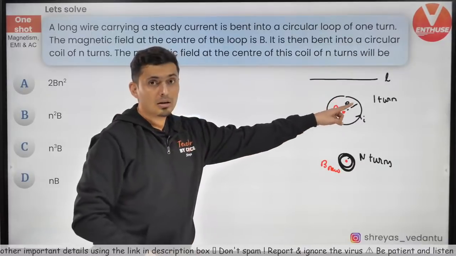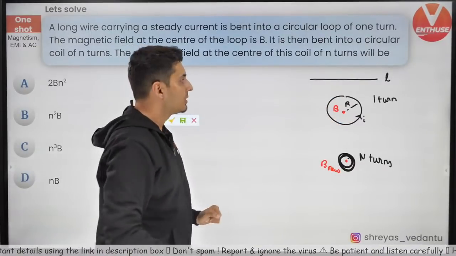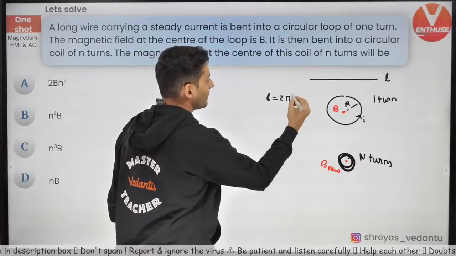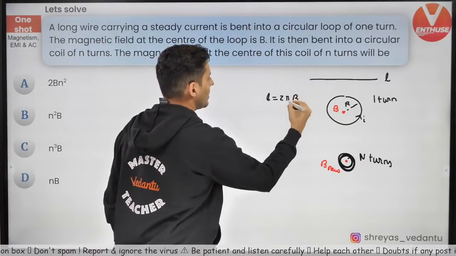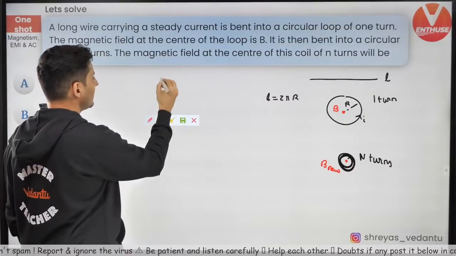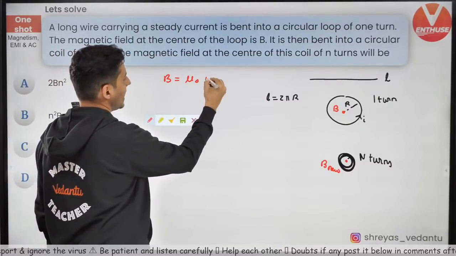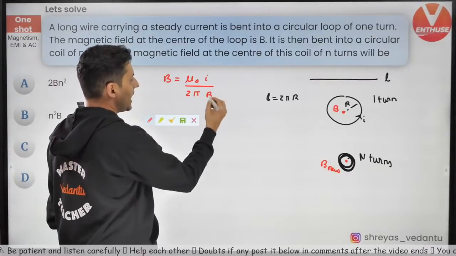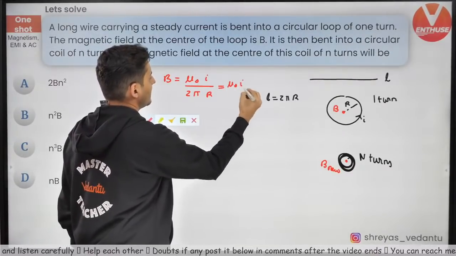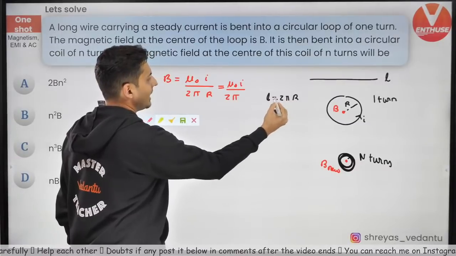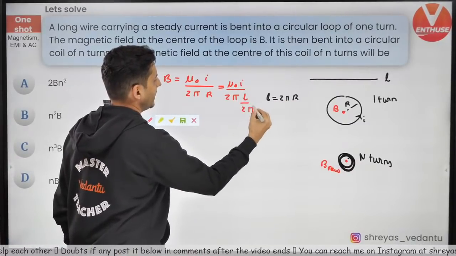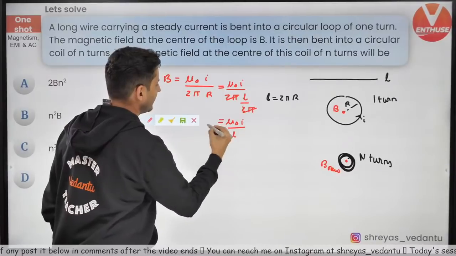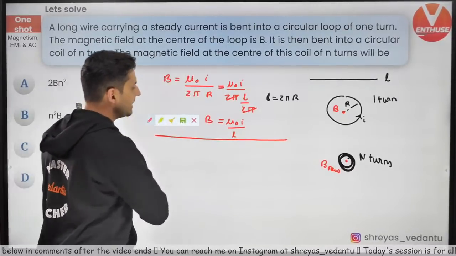See, the total length of the wire is not going to change. In the first case, the length will be 2 pi r. And the magnetic field will be given by mu naught I by 2 pi r. And this r is basically L by 2 pi. So this 2 pi and this 2 pi get cancelled. So you will get it as mu naught I by L. So that's the old B.